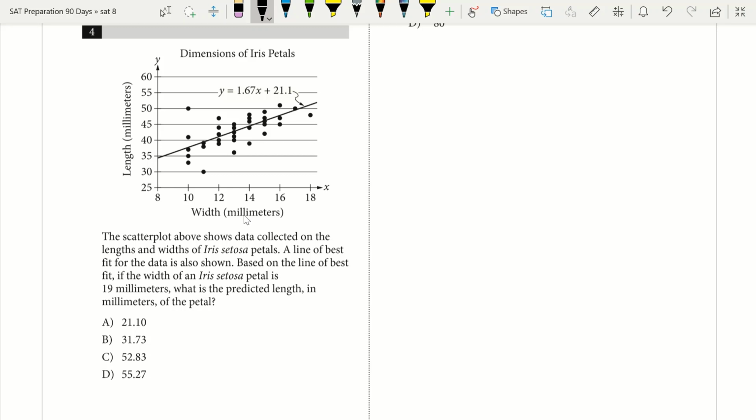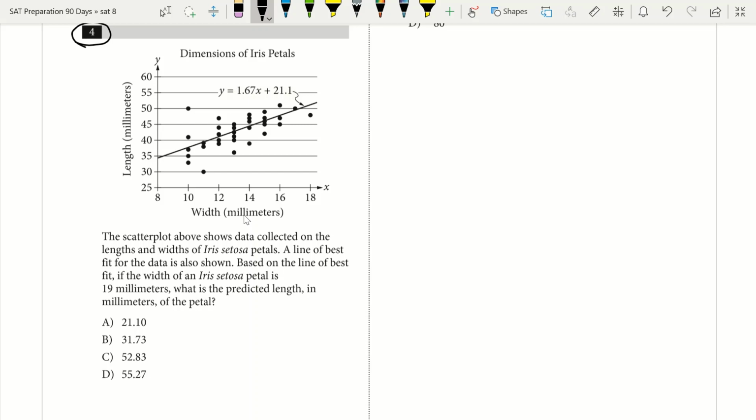Today I have an SAT math trick that I want to show you. This trick deals with lines of best fit on the math with calculator section. To illustrate my tip, I'm going to use question 4 from SAT Practice Test 8, the math with calculator section. So we see here that we have length on our y-axis and width on our x-axis with a line of best fit as that line going through the middle of the graph.